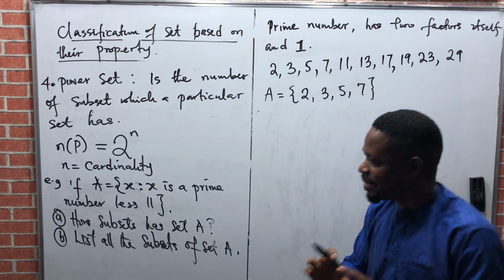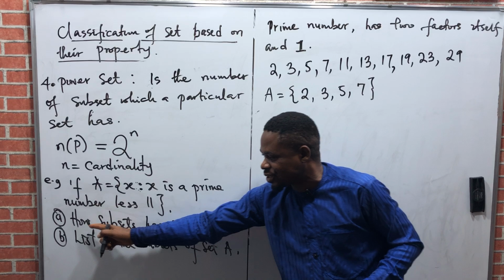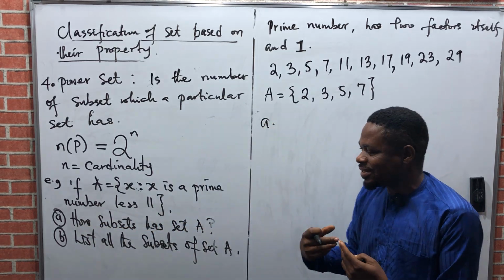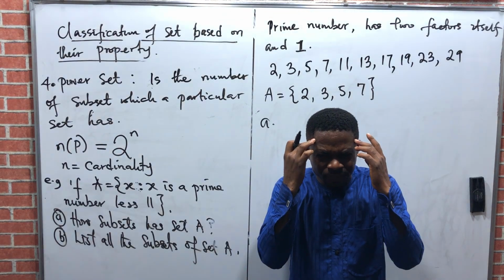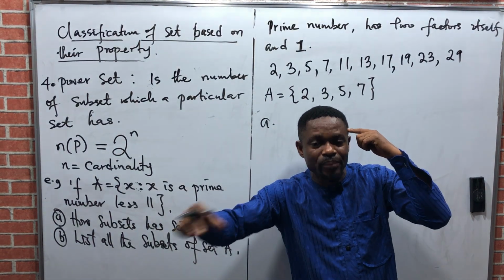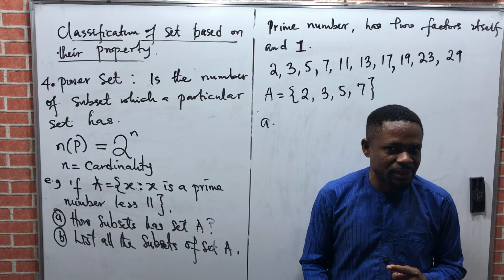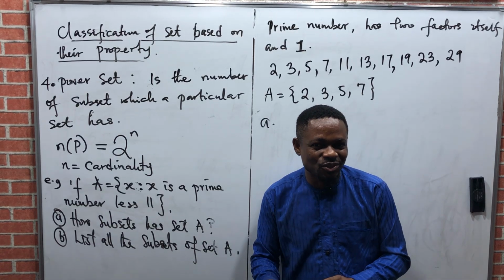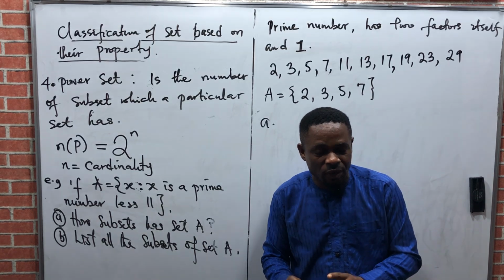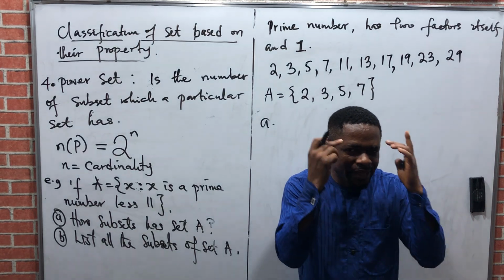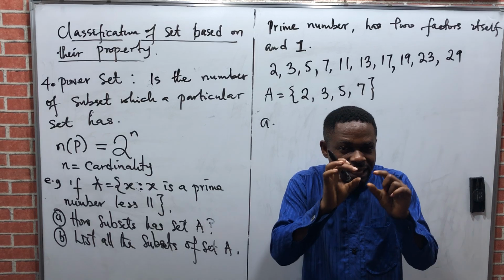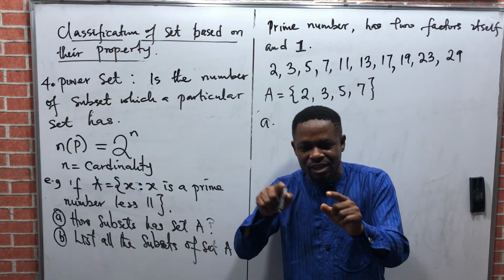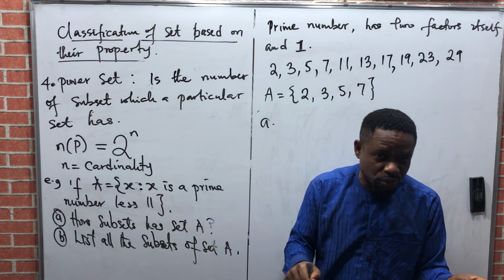Now that I have listed the members, let's begin to solve the questions one after the other. Number A says, how many subsets has set A? Now watch. Anytime you hear the words how many subsets, what comes to your mind is power set. How many subsets simply means power set. I defined power set before as the number of subsets.